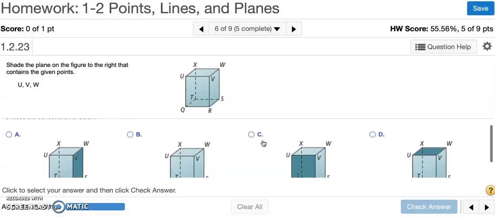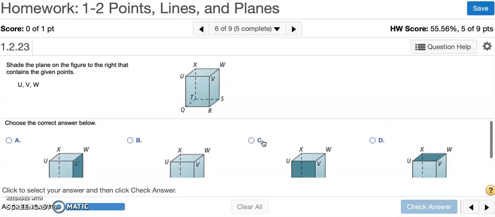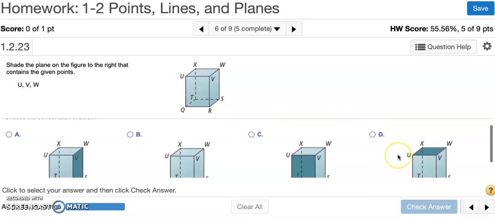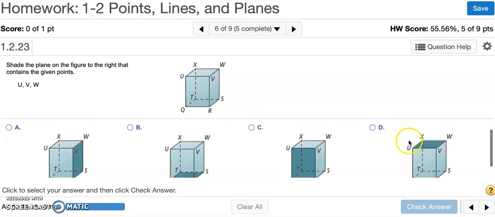Number 6 is asking you to shade the plane on the figure to the right that contains the points U, V, and W. So we have U, V, and W. It's the 3 up here, so the top will be shaded. So that one would be D.